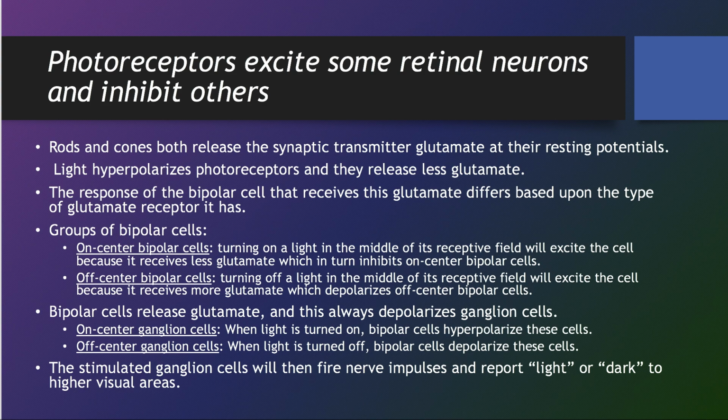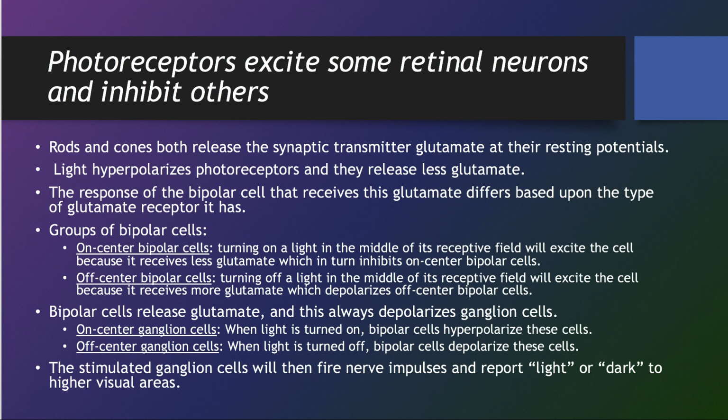There are two groups of bipolar cells. The on-center bipolar cells: turning on a light in the middle of the receptive field will excite the cell because it receives less glutamate, which in turn inhibits the on-center bipolar cells. Off-center bipolar cells are the opposite. By turning off a light in the middle of its receptive field, it will be excited because it receives more glutamate, and this will depolarize the off-center bipolar cells.